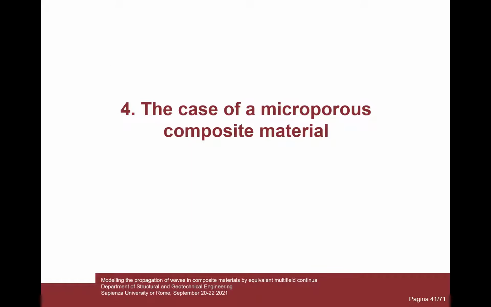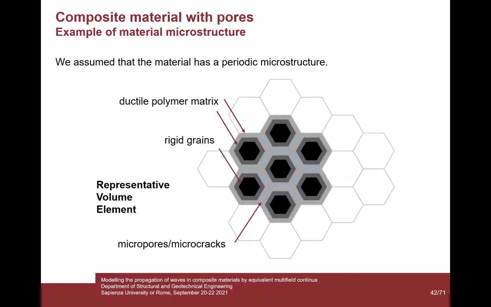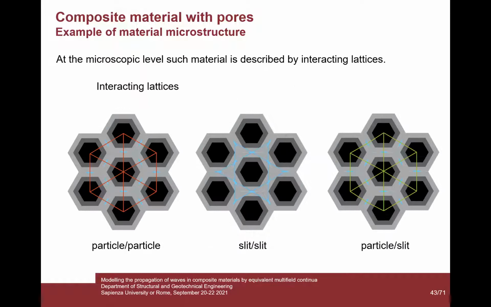We did so for the case of a microporous composite material, which has this form. It's a mixture of rigid grains embedded in a ductile polymer matrix, which can in principle contain micropores or microcracks. And here you can see different lattices interacting. This red lattice represents the particle-particle interaction, this blue one represents the slit-slit interaction, and this green one represents the particle-slit interactions.